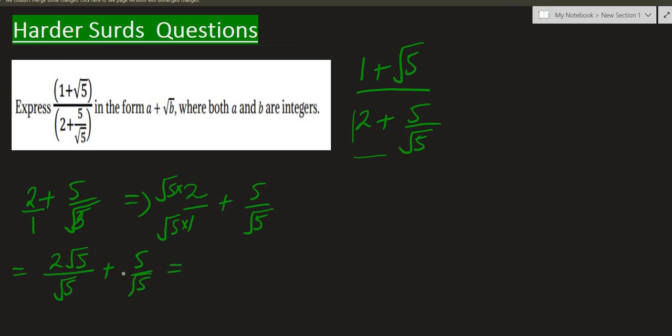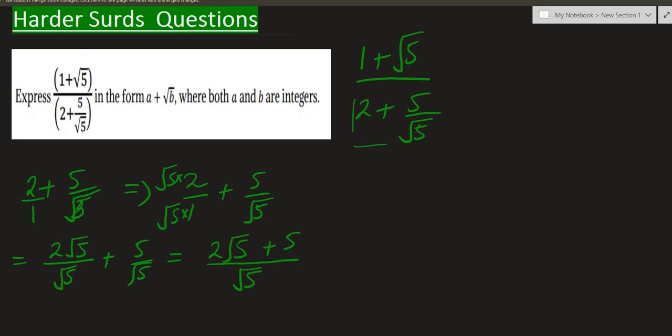So both we got the same denominator. So the top bit is going to be 2 root 5 plus 5, and we got root 5. Now we got the root 5 at the denominator. When we got this one, so we got a problem. So we have to remove the surds or square root from the denominator, then we rationalize it.